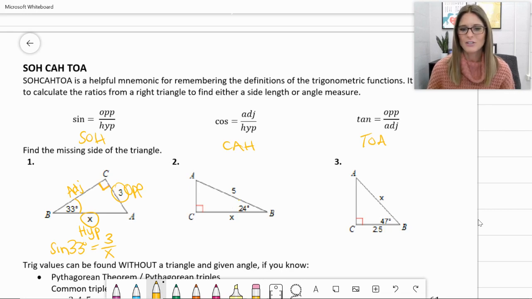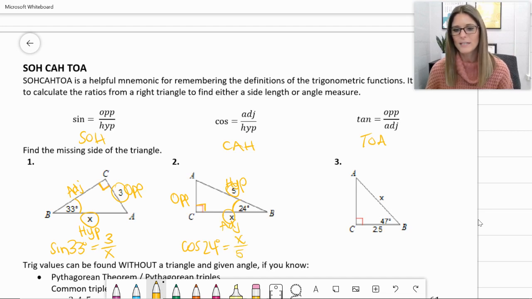Number 2, they've given us 24 degrees here in this angle. Across from that, that's your opposite. Where we have x here is the adjacent because it's attached and adjacent to that 24 degree measure. And directly across from the right angle is where you have your hypotenuse. Now, from our 24, we've been given a 5 and an x. We've been given a hypotenuse and an adjacent. So we can use cosine 24 degrees, putting our adjacent on top, x over hypotenuse 5.